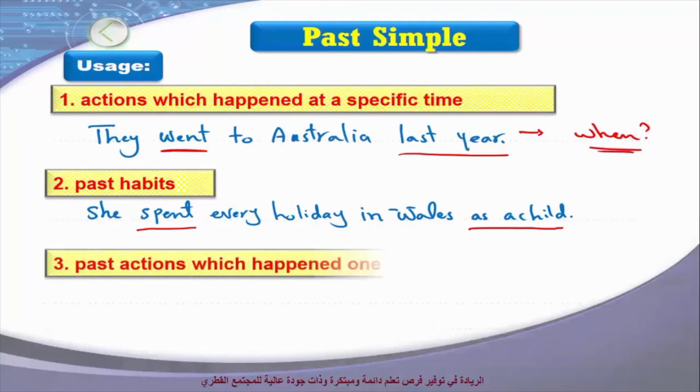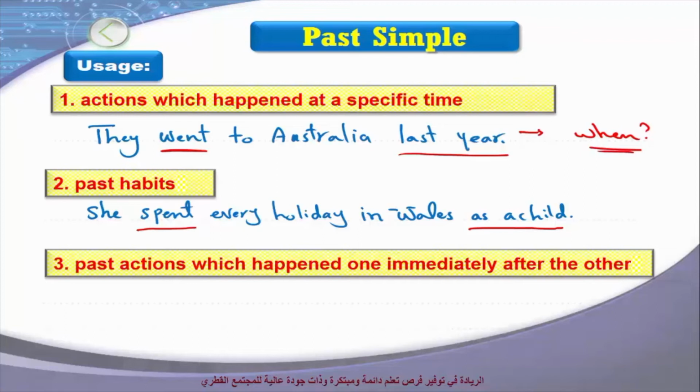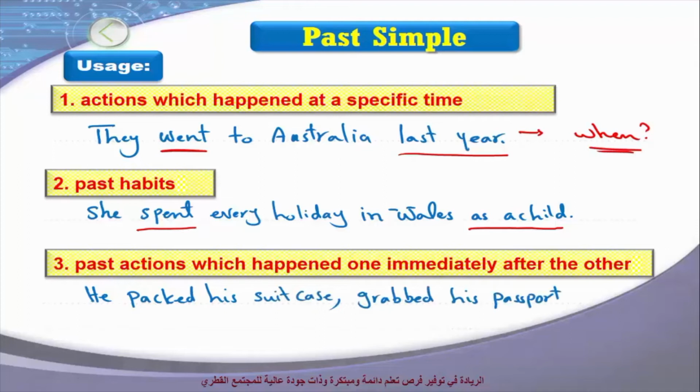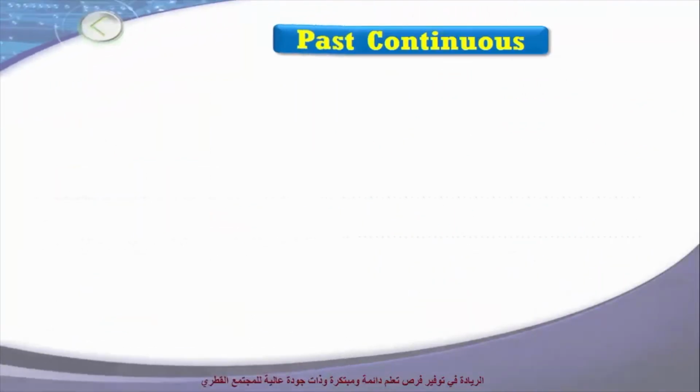Number three, actions which happened one immediately after the other. So we have two or three verbs happening after each other. So we use past simple to express them. Look at this example. He packed his suitcase, grabbed his passport, and drove to the airport. So he packed, then grabbed, and then drove to the airport. Three successive verbs. Now let's move to the past continuous.